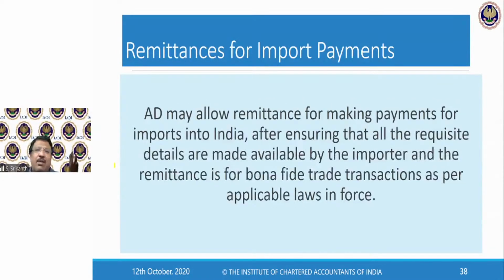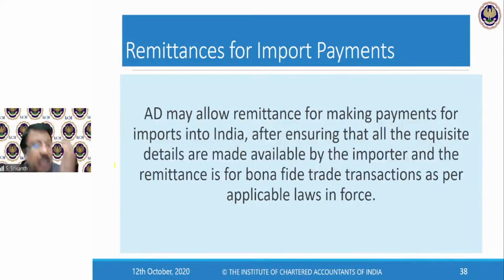The same. AD may allow remittance for making payments for imports into India after ensuring that all the requisite details are made available, including purpose. You cannot simply say, I want to import narcotics, I want to import petroleum jelly for making bombs. You can't do that. They'll ask you what it is, whether it is for a bona fide trade transaction, etc. They can ask you any question. You cannot say, free country, you cannot ask me. Don't even question them. They are entitled to ask.